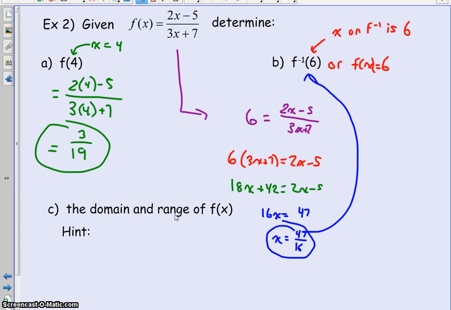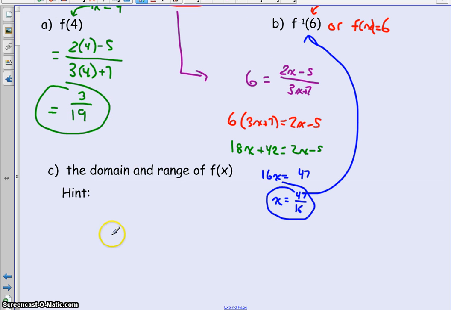Okay, and last but not least, it asks you for the domain and range of f of x. Now again, this one's not based on any kind of parent function, so we can't use that. There's no mapping rule here to try and determine your new domain and range. What we're left to do is try and figure it out just based on what we know about domain. So one thing to remember, at least for the domain, is that you cannot have a 0 in the denominator of a function. So if you're looking at this function here, we have f of x equals (2x minus 5) over (3x plus 7).